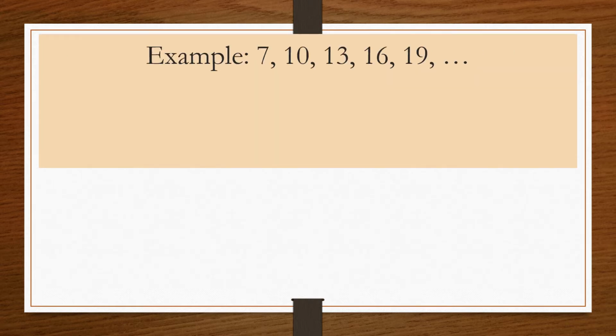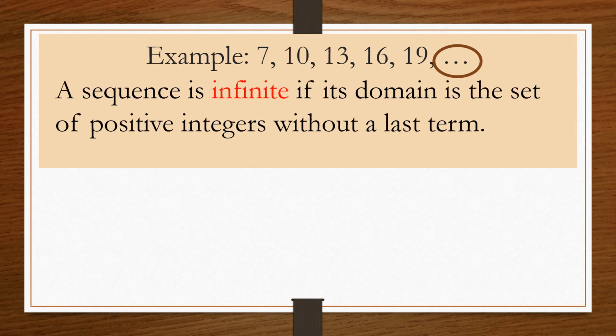So let us try to identify the two types of sequence. The first one is, for example, 7, 10, 13, 16, 19, and so on. The ellipsis dots indicate that the sequence goes on infinitely. So this one is called an infinite sequence. A sequence is infinite if its domain is the set of positive integers without a last term.